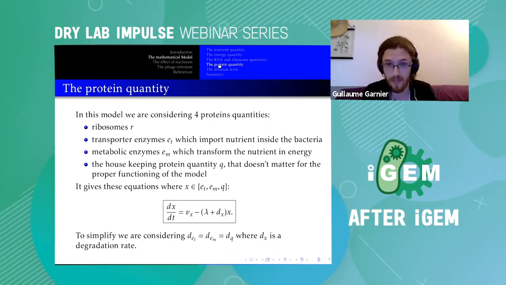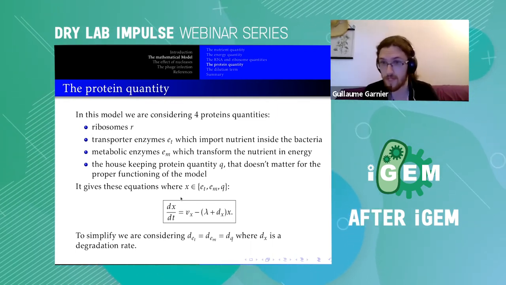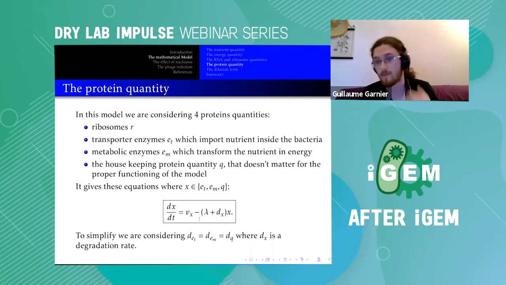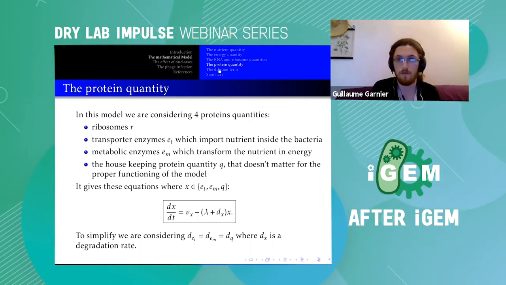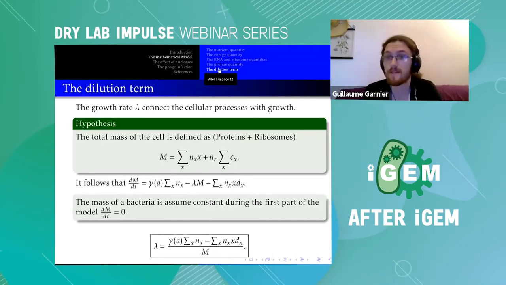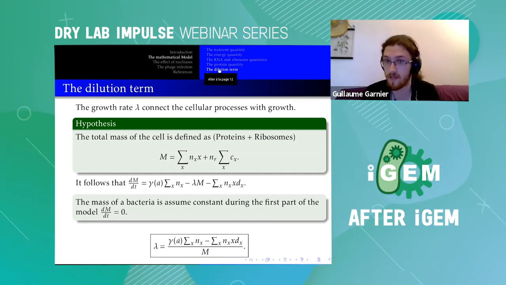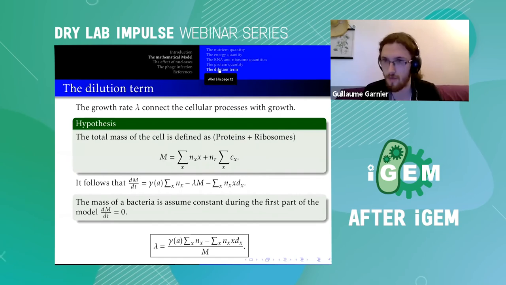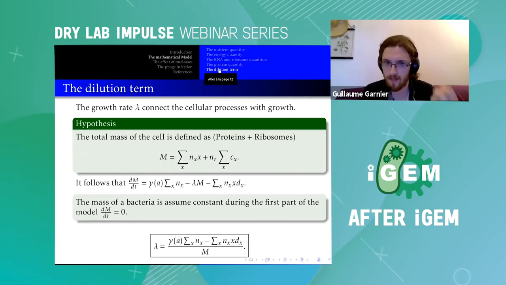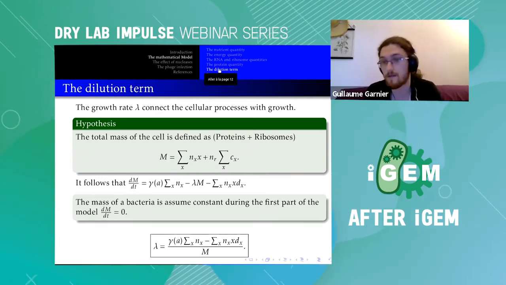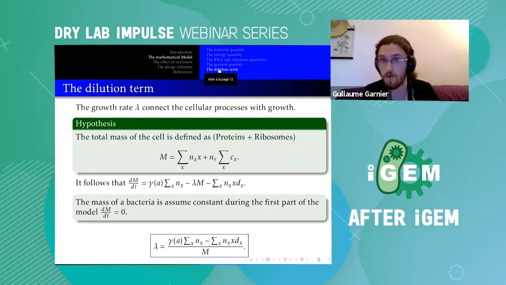Just after, we have the dynamics for the protein quantity. We can see that protein will be created by translations, and that protein can decrease because we have degradation and deletion terms. Of course, we have to define the deletion terms. For that, we assume that the total mass of the cell is constant. It's just the sum of all proteins and all ribosomes. If we assume that the mass is constant, the derivative is zero, and therefore we can compute a value for the deletion term.